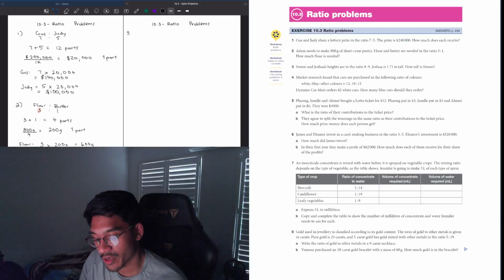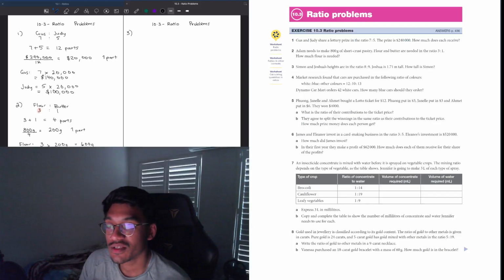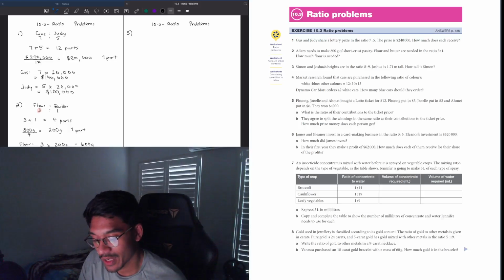So let's move on to question 3. Question 3 says Simon and Joshua's heights are in the ratio of 8 to 9. Joshua is 1.71 meters tall. How tall is Simon? Not tall enough. Anyway, so we have Simon and we have Joshua.